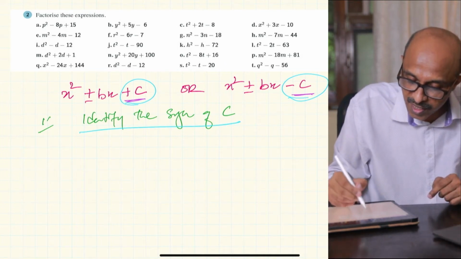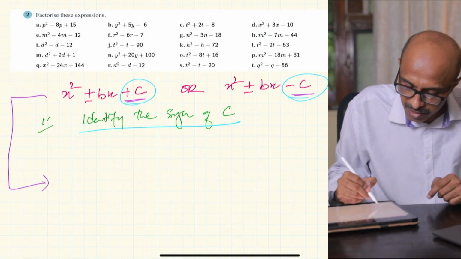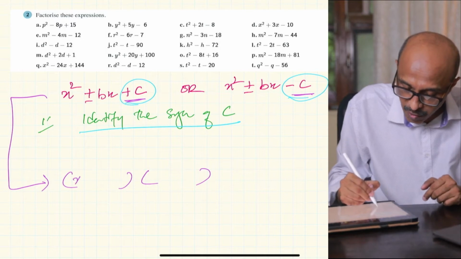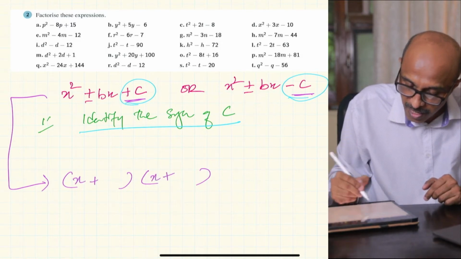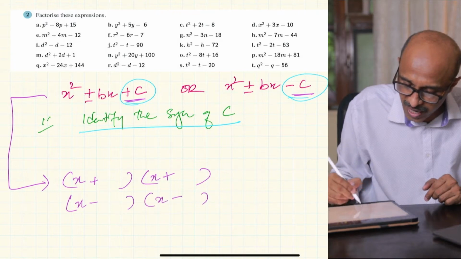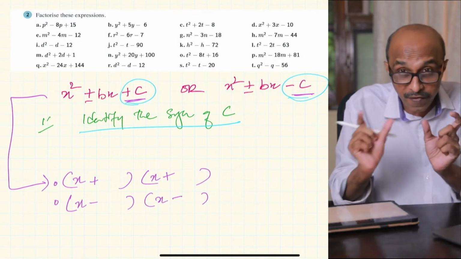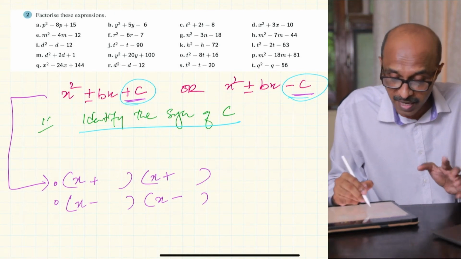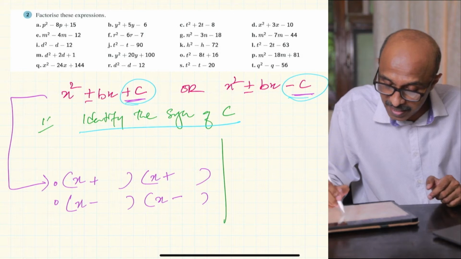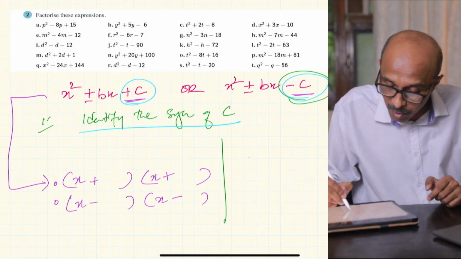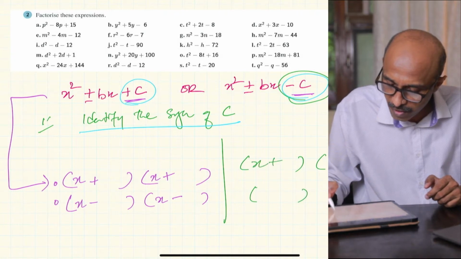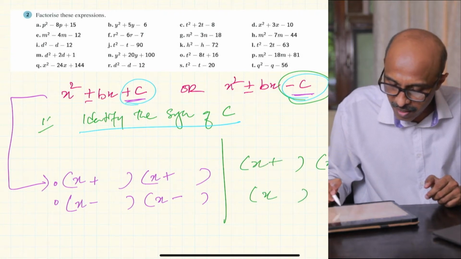Now, if the sign of c is positive, like in this case, your factors will carry the same sign as b. So if b was positive, it would be x plus and x plus, and if b was negative, it would be x minus and x minus. That means both the factors will have the same sign if the sign of c is positive. And if the sign of c is negative, both the factors will have different signs, so it will be x plus and x minus.